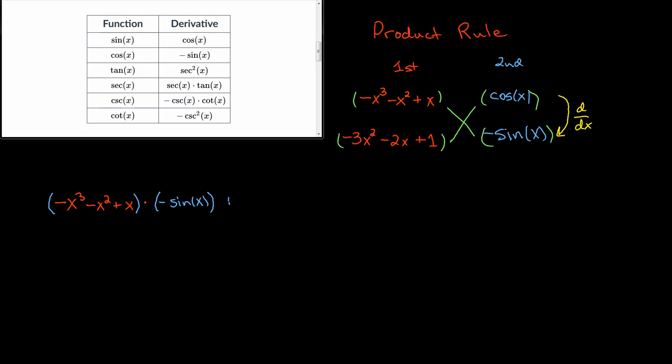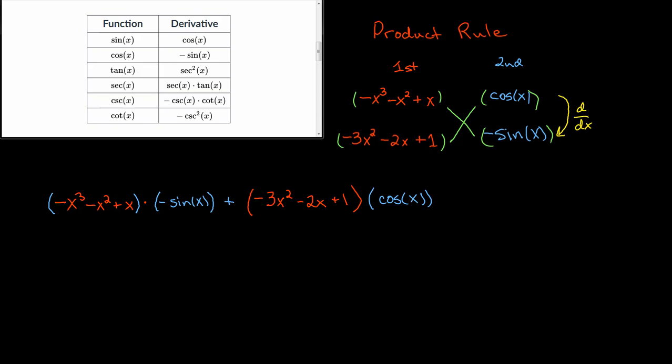All right, and then not so fast. Now I have to do the other part. So now I do the derivative of the first function, which is negative 3x squared minus 2x plus 1, in parentheses, because those are really important, and then that gets multiplied by the second function, which is the cosine of x. And that's it.